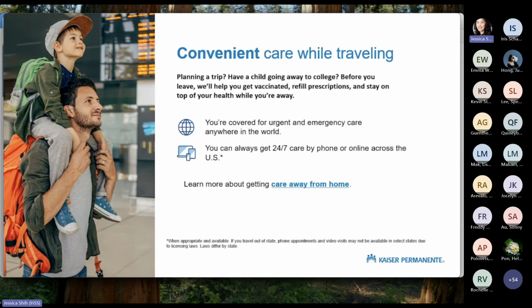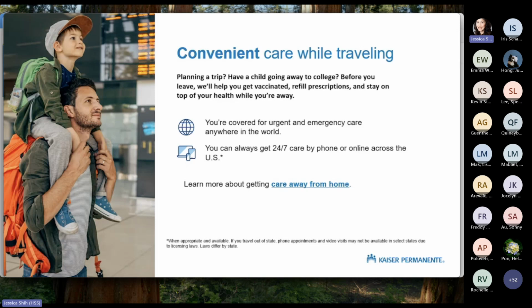To make getting care while traveling more convenient, there's the Away from Home travel line available 24 hours a day, 7 days a week. kp.org/travel is a special section of our website that's focused on getting care while traveling, and you'll have the ability to refill eligible prescriptions early in preparation for travel.